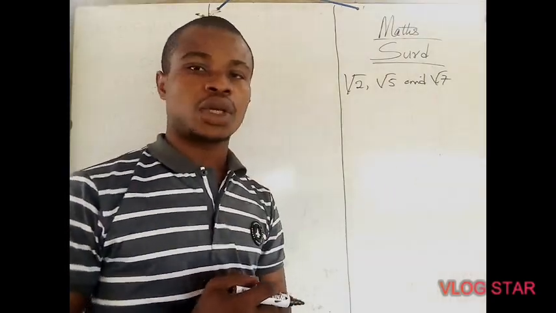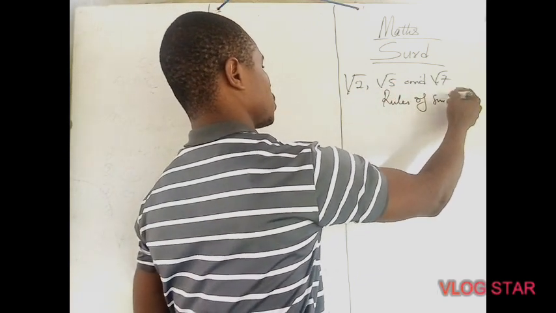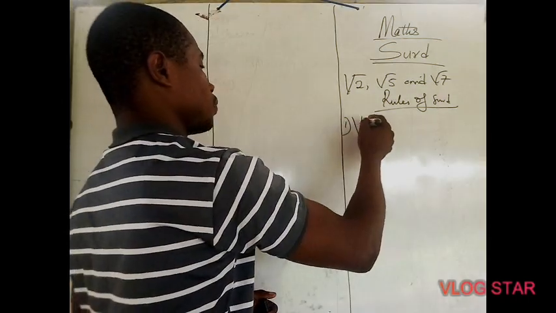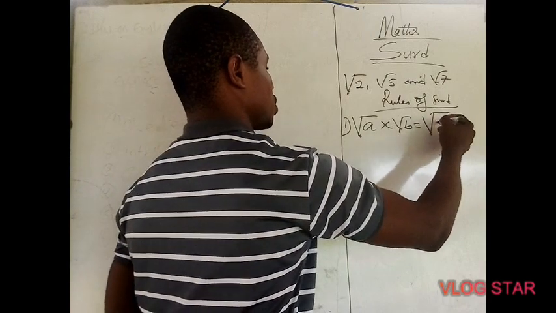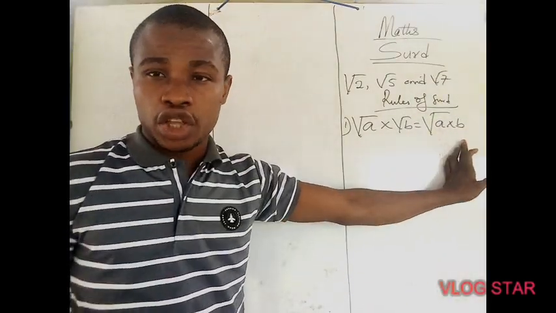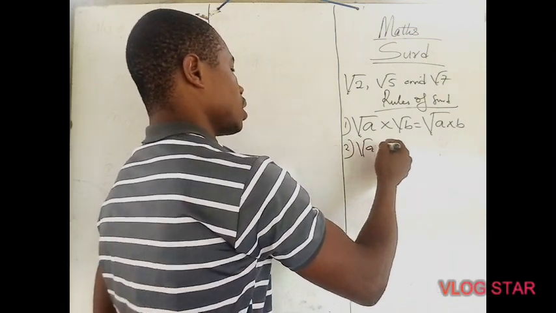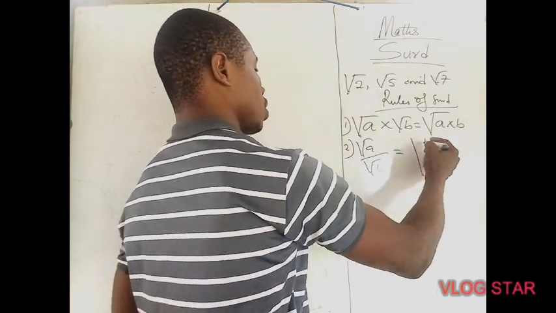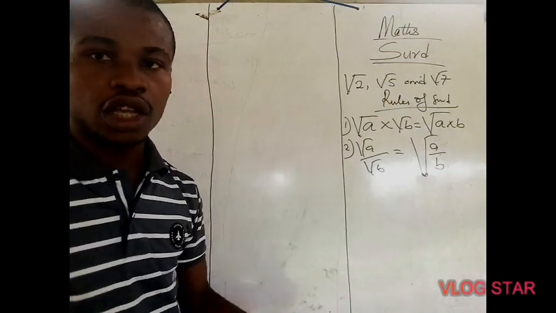Now we're going to look at the rules of surds. The four rules of surds. One, we have the multiplication law. It says root a, surd a times surd b, will be equal to surd a times b. What does this simply mean? That two surds can multiply each other to give you a product. Then two, we have surd a divided by surd b, which is equal to surd a over b, which means that two surds can divide each other.